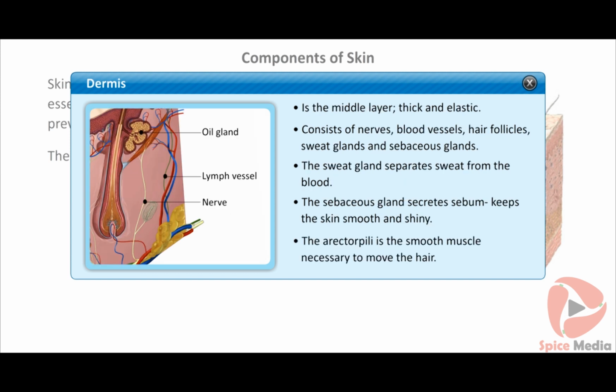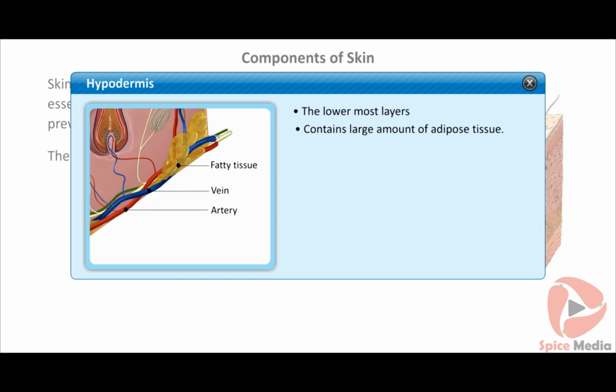The dermis is the middle layer. It is thick and elastic. It consists of nerves, blood vessels, hair follicles, sweat glands, and sebaceous glands, otherwise called oil glands. The sweat glands separate sweat from the blood. The sebaceous glands secrete sebum, which keeps the skin smooth and shiny. The erector pili is the smooth muscle necessary to move the hair.